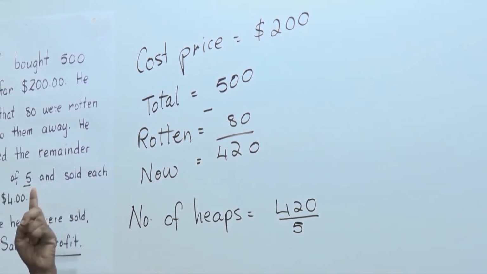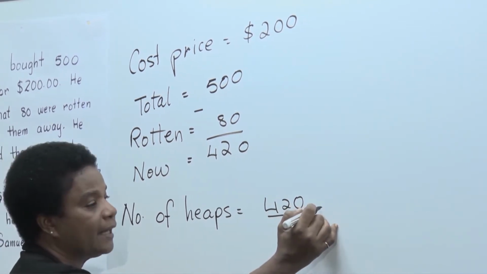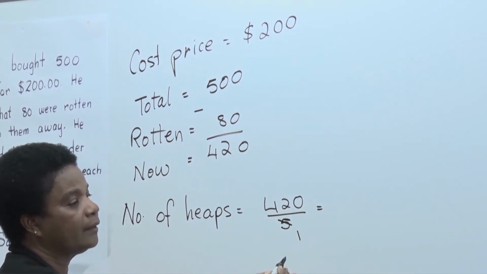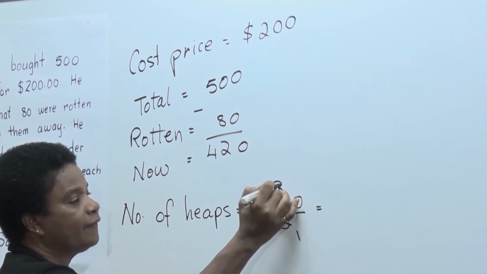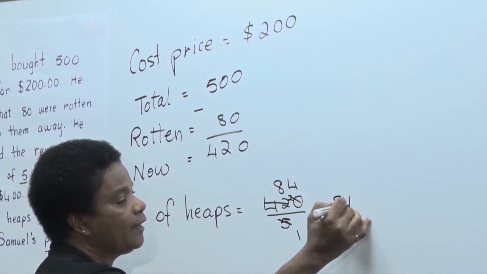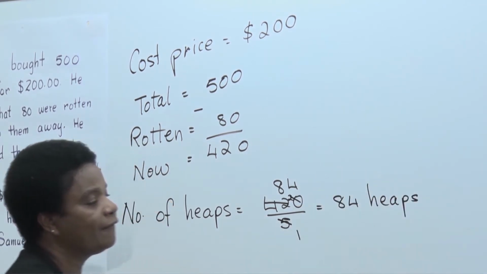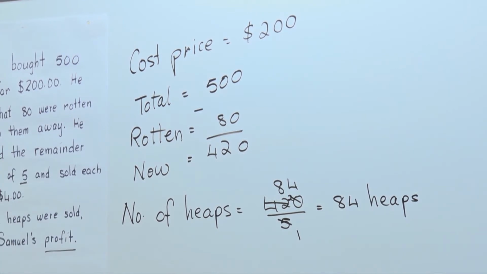Remember, repeated subtraction is division. So let's see how many heaps we will get. 5 into 5, 1. 5 into 42, 8 5s are 40, and 2. 5 into 24. So Sammy got 84 heaps, and each heap had 5. But we're not done.